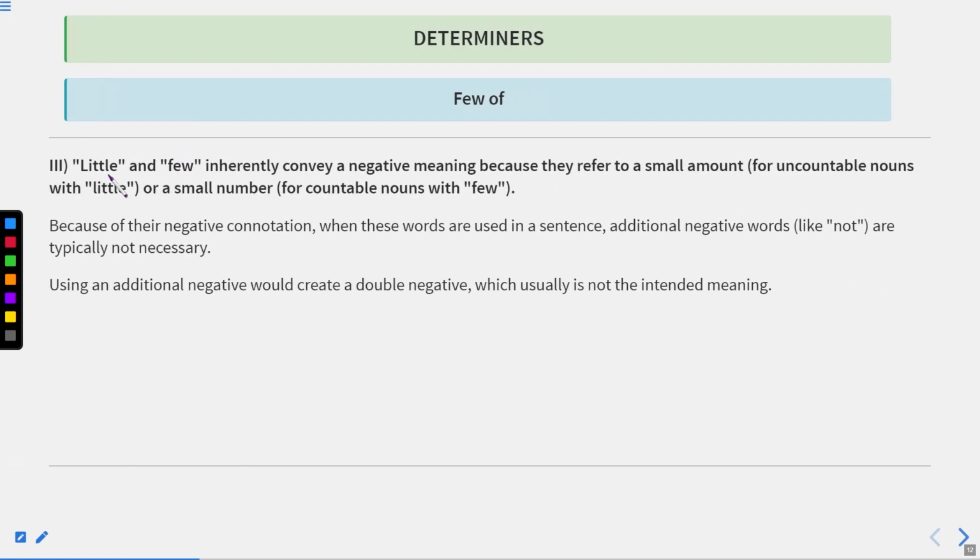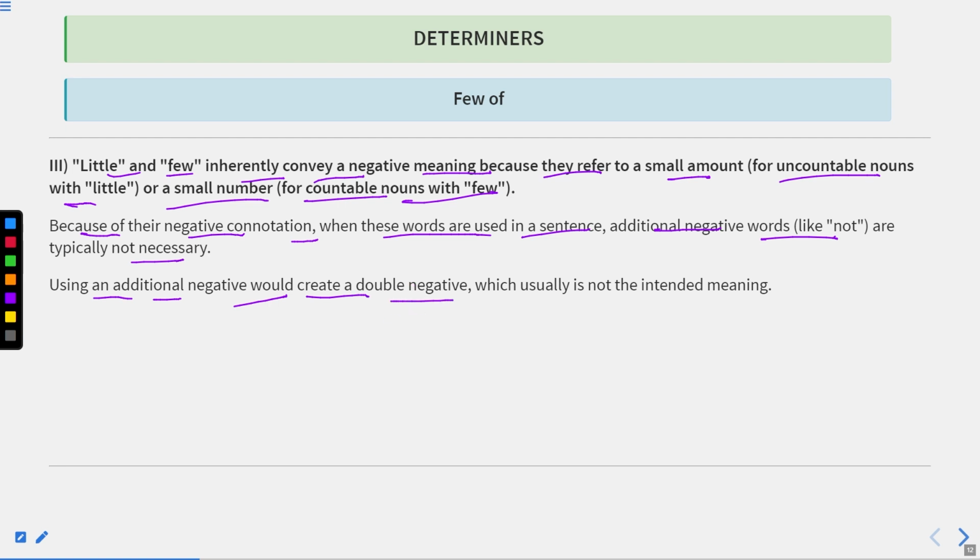Now let us move to the next one. Little and few inherently convey a negative meaning because they refer to a small amount for uncountable nouns with little, or a small number for countable nouns with few. Because of their negative connotation, when these words are used in a sentence, additional negative words like not are typically not necessary. Using an additional negative word creates a double negative, which is usually not the intended meaning.